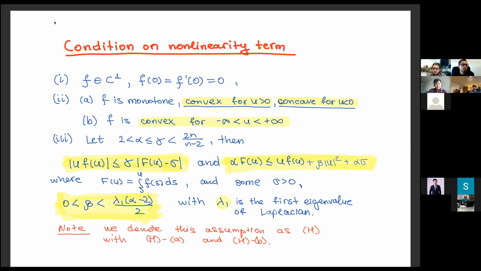Anybody has more questions? I want to ask about the domain. You say it is smooth with boundary. Yes, a bounded domain. But could it have singularities, maybe corners or something like that? No, it cannot have singularities. Okay, thank you.